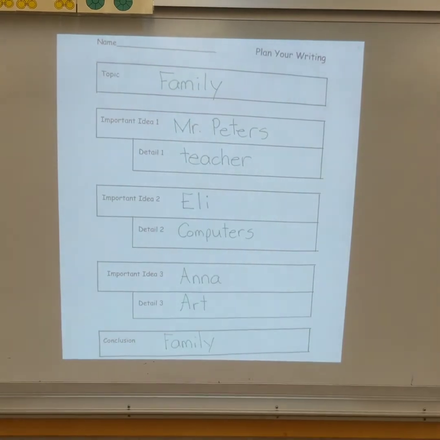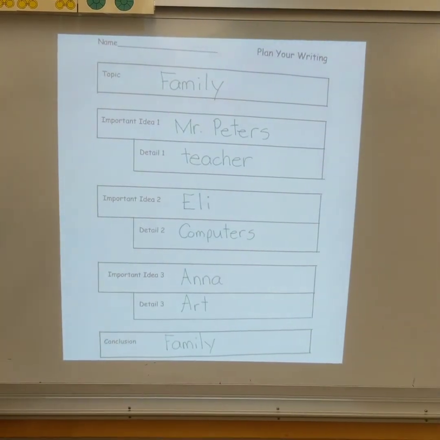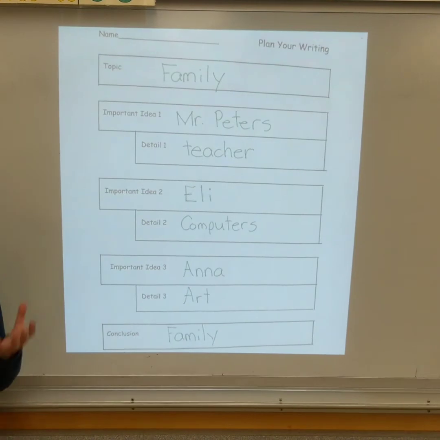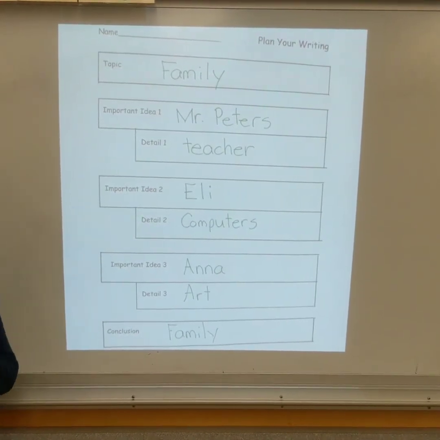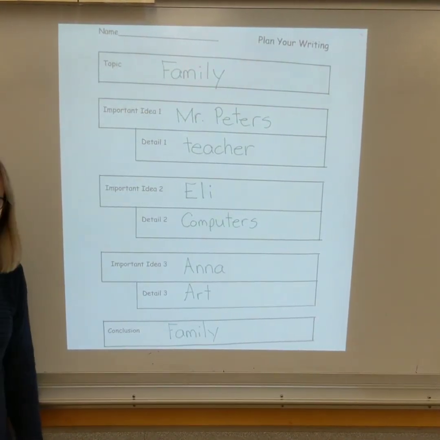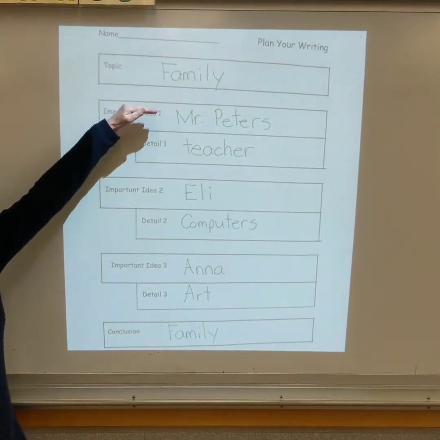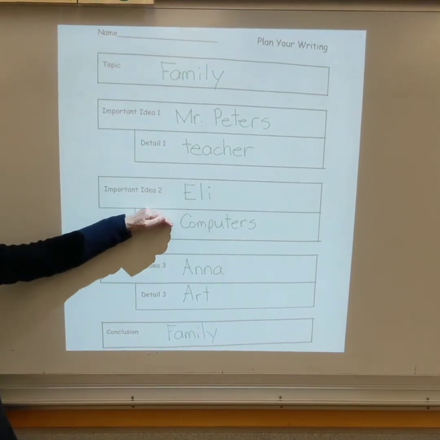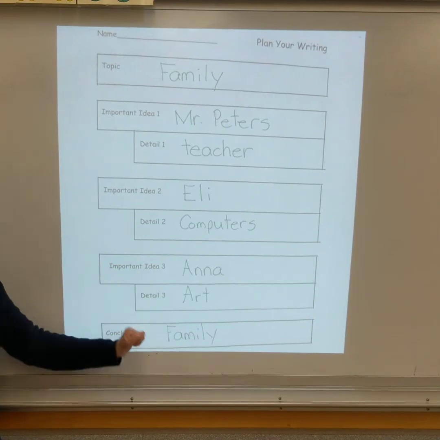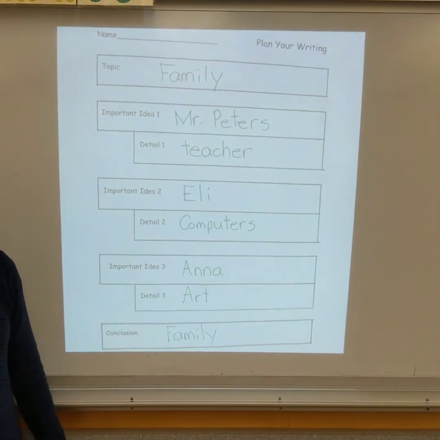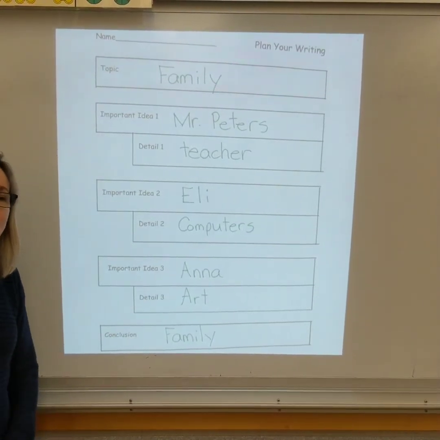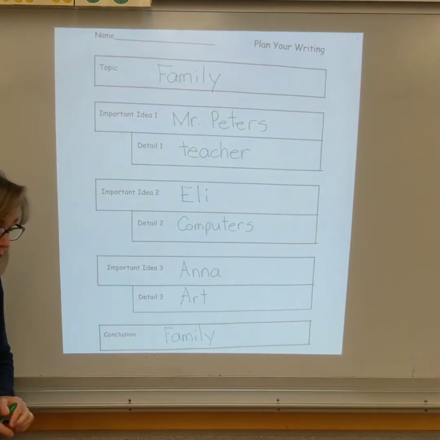Now, what I'm going to do now is take this and turn it into sentences. Because if I just wrote for you, family, Mr. Peters, teacher, Eli, computers, Anna, art, family, it would sound kind of like a caveman. It doesn't sound good. It's not magical writing at all.